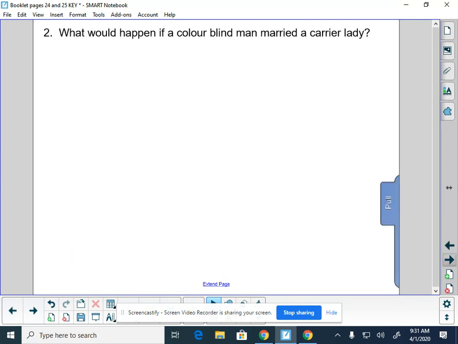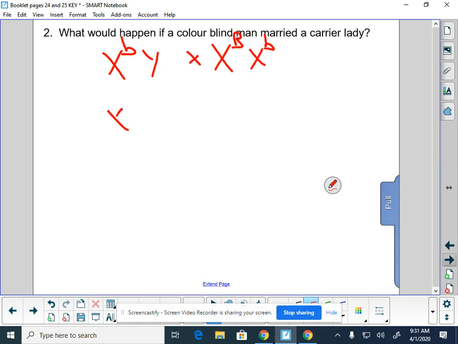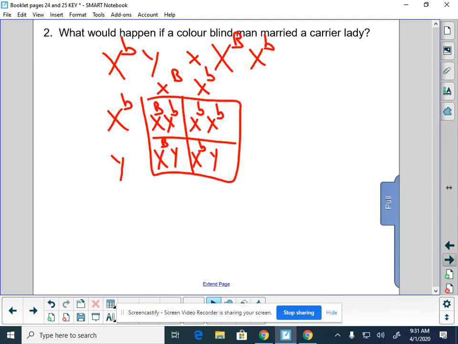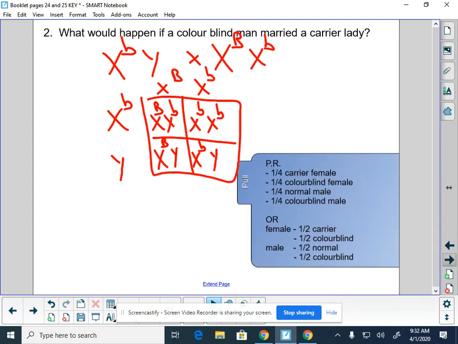What would happen if a colorblind man married a carrier lady? So I don't have to redo my legend. We'll just quickly write out a colorblind man marries a carrier lady. I'm going to try to go fast here. X little b, Y. Oh, didn't leave myself a lot of room up here. There's my Punnett square, and then there's the phenotypic ratios done in the 2 different formats.